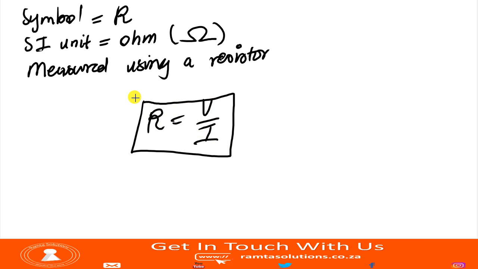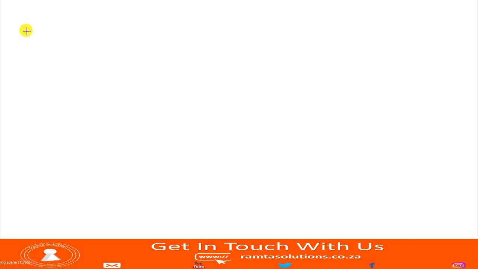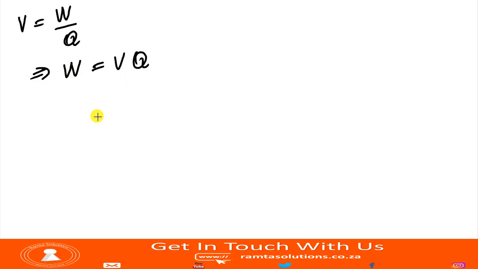Something that I want to tell you before we proceed further: you know that we said V is equal to W over Q. This therefore implies we can say W is equal to VQ. Again, we said I is equal to Q over delta T.